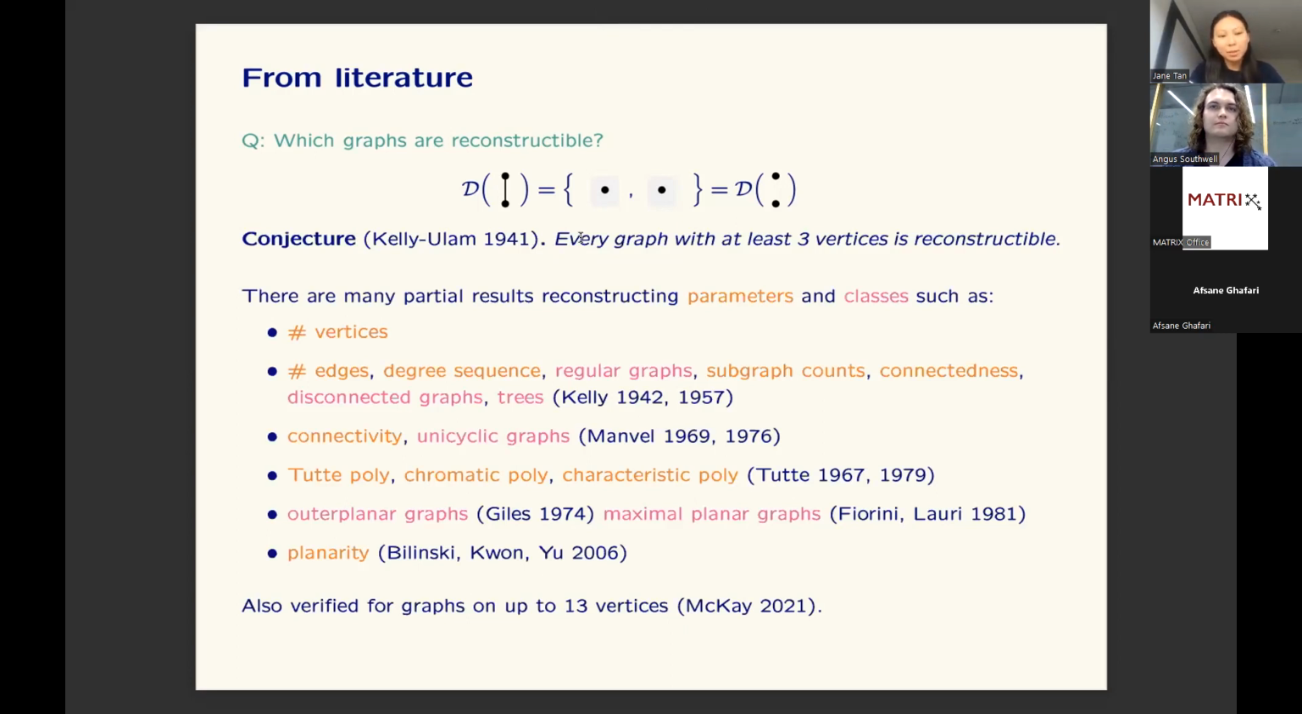The second kind of partial result is classes of graphs that are reconstructible. For instance, regular graphs, disconnected graphs, trees, unicyclic, outerplanar, and maximal planar graphs are just some examples I've put up here. What that means is that if I have a graph from this class, I can reconstruct that graph exactly given the deck, but it really needs to have the special properties of the class for me to do that. The other result I mentioned is that it's been verified computationally for graphs on up to 13 vertices. This was done by Brendan McKay and published fairly recently.